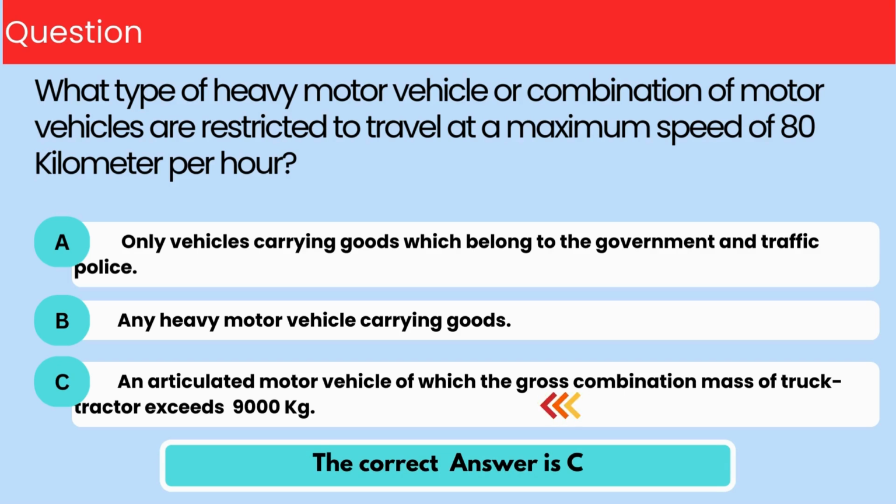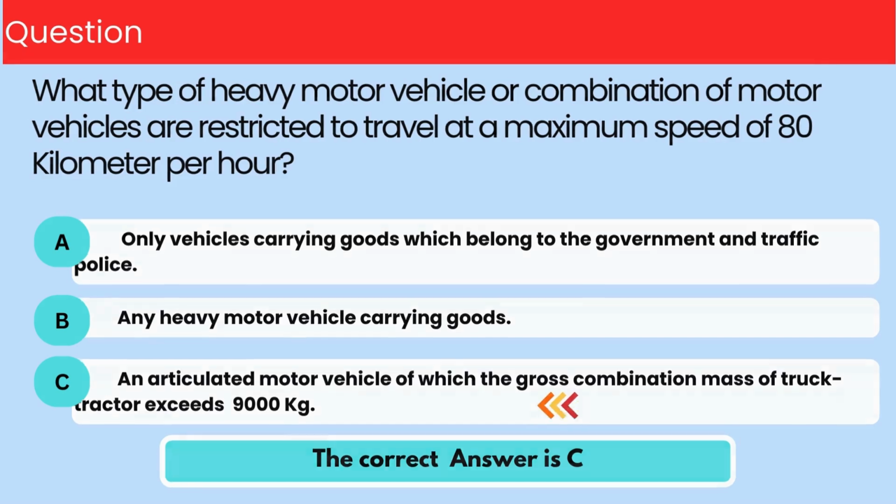According to South African road rules, articulated motor vehicles with a gross combination mass (GCM) of more than 9,000 kilograms are restricted to a maximum speed of 80 kilometers per hour. This speed limit is imposed to ensure safety, as larger and heavier vehicles require more time and distance to stop and maneuver.